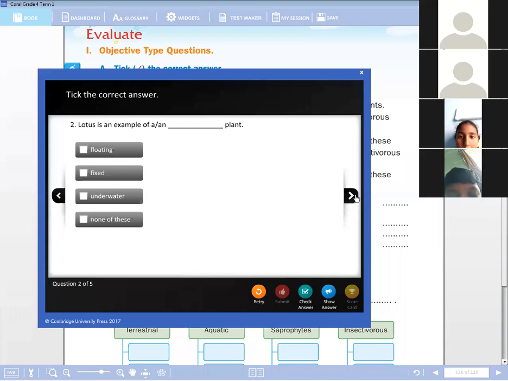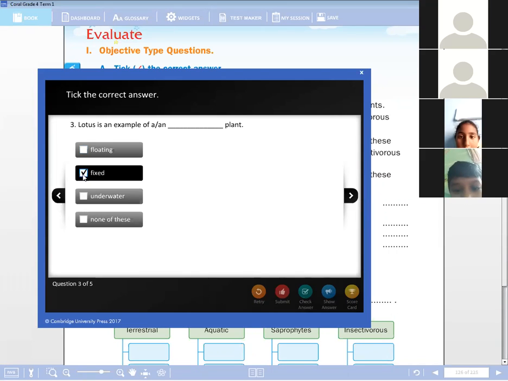I'm moving to the third question. Lotus is an example of a dash plant. A, floating plant, B, fixed plant, C, underwater plant, and D, none of these. Puneet is telling it is C, underwater. Akshita is telling it is A, floating. Yatish is telling it is B. Harshini is telling none of the above.